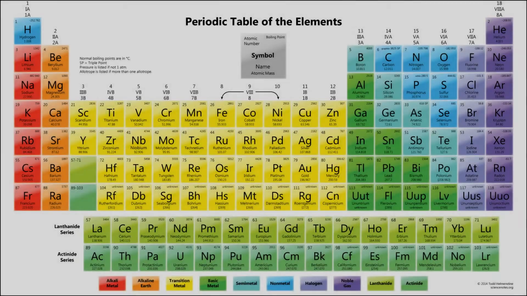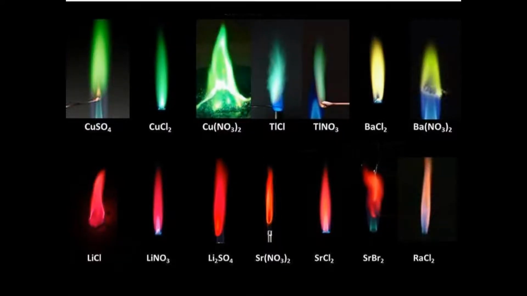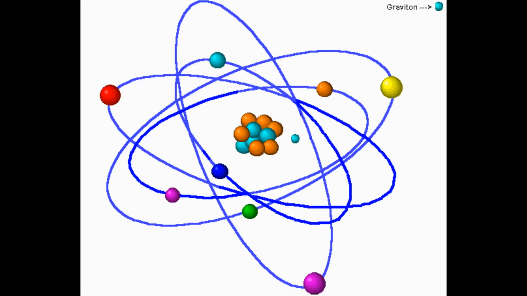Hello, today we're going to talk about elements. So, any element placed in a flame will change its color. Atoms are made of positively charged nuclei and negatively charged electrons.